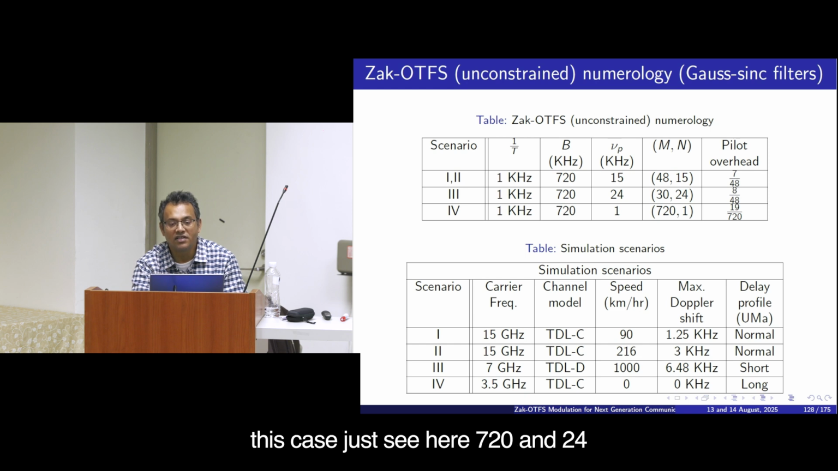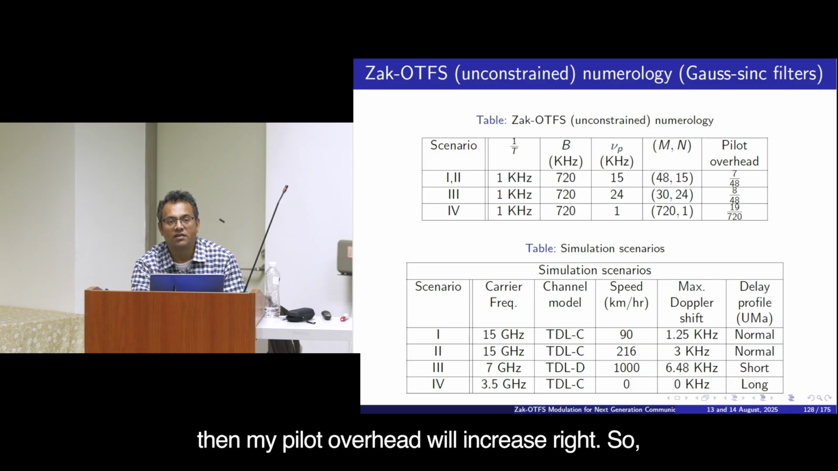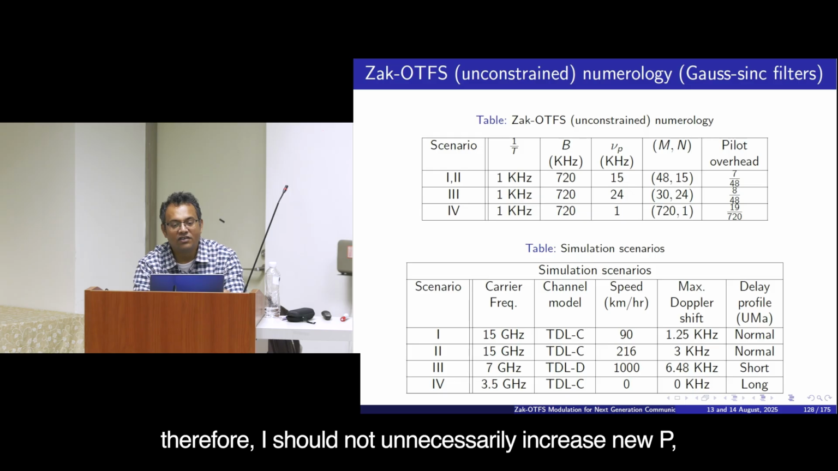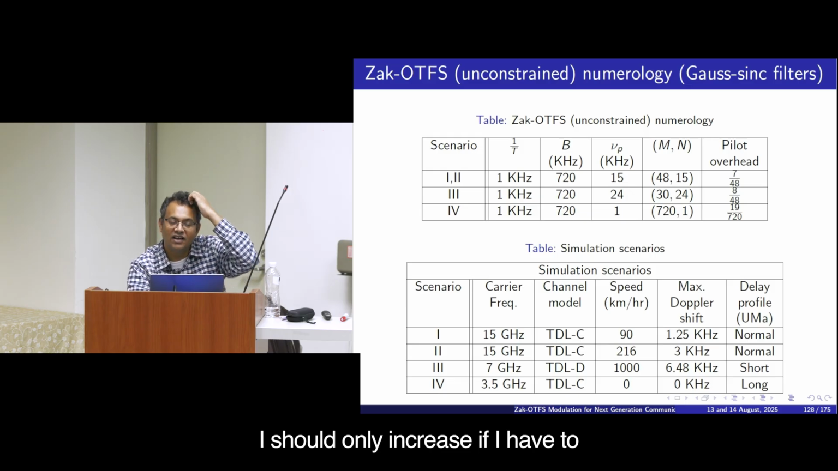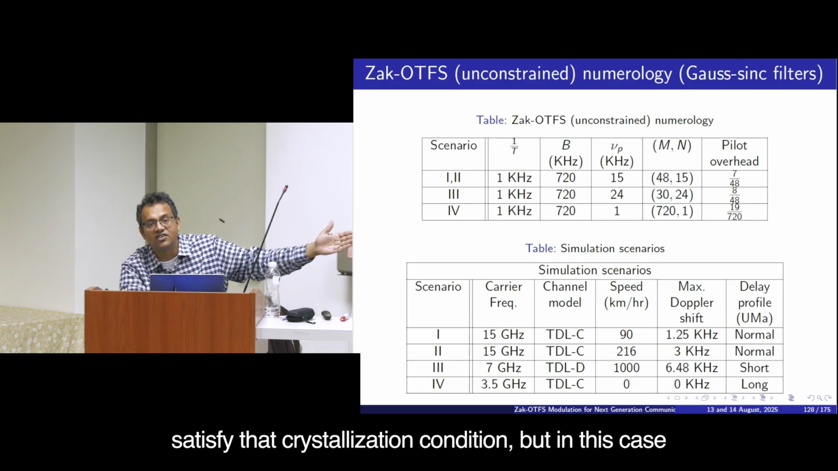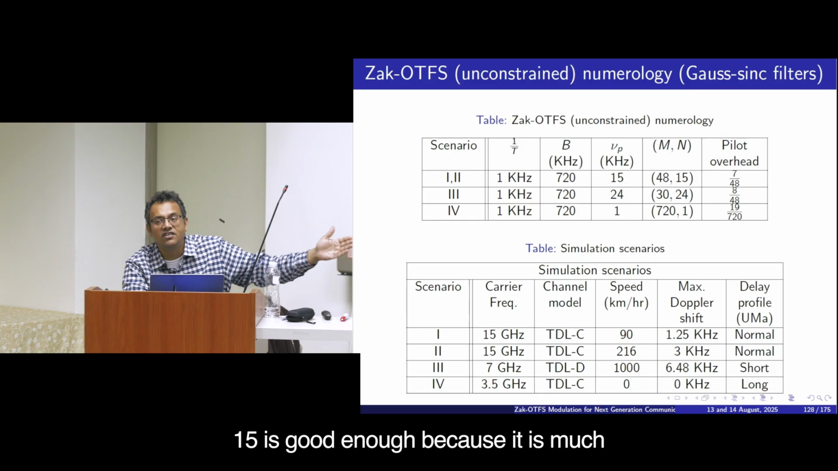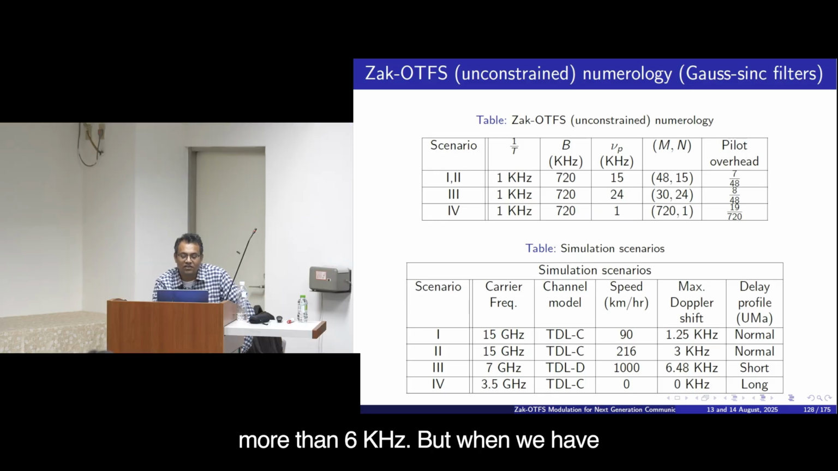For example, in this case, just see here, 720 and 24, my M reduces. And if my M reduces, then my pilot overhead will increase, right? So therefore, I should not unnecessarily increase nu p. I should only increase if I have to satisfy that crystallization condition. But in this case, 15 is good enough because it's much more than 6 kilohertz.